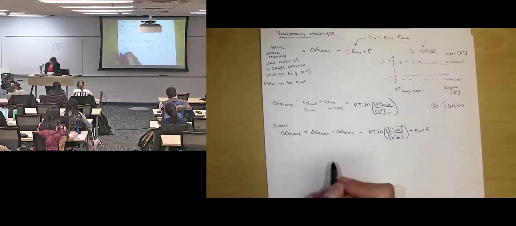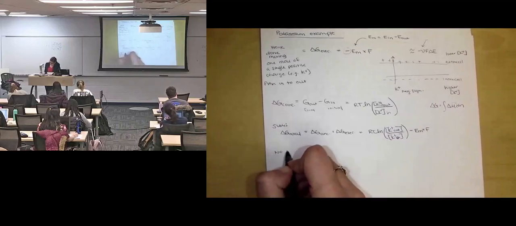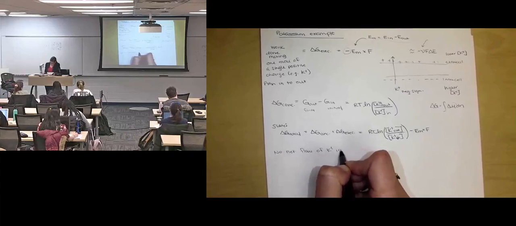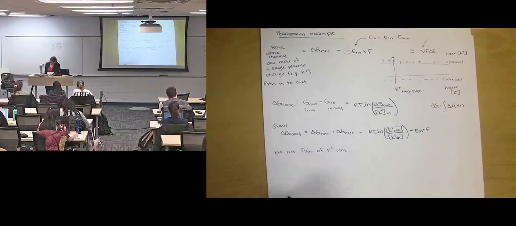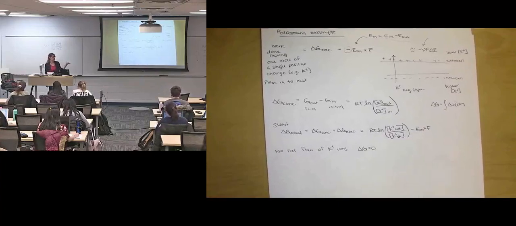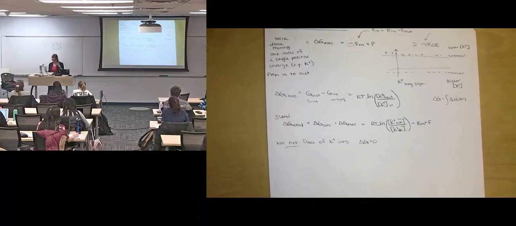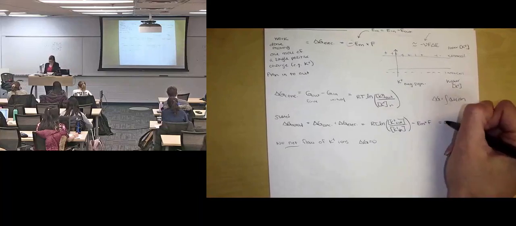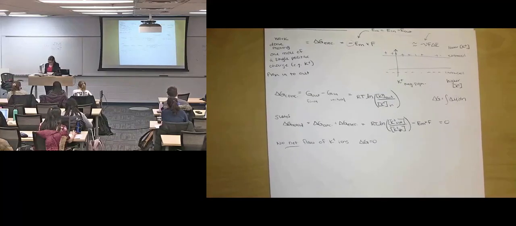If we have no net flow of potassium ions, then delta G is equal to 0. We've reached equilibrium. We're only considering potassium, so if there are no net changes from a macroscopic perspective, delta G will be equal to 0. So this will be equal to 0.